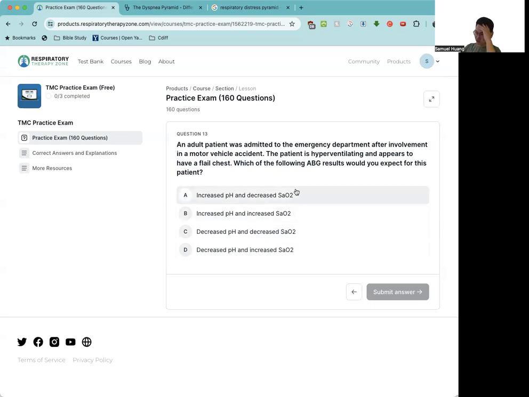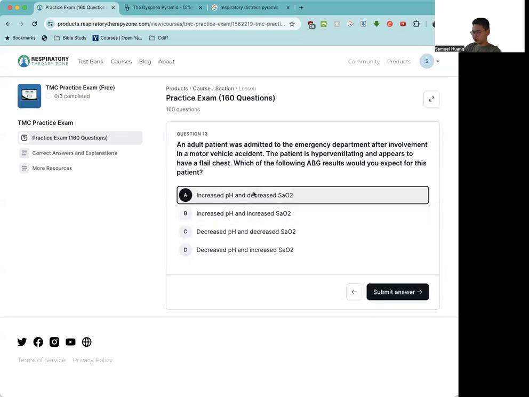And it'll be an acute thing too, so there won't be adequate compensation. So your HCO3 will still likely be normal. Your SaO2 will probably be low because you have flail chest. You're not able to adequately perfuse or ventilate one side. So increased pH, but what about the SaO2? It should be decreased because you expect them to have hypoxemia. In this case, this is a respiratory alkalosis.